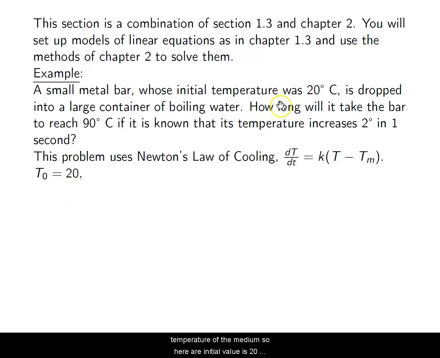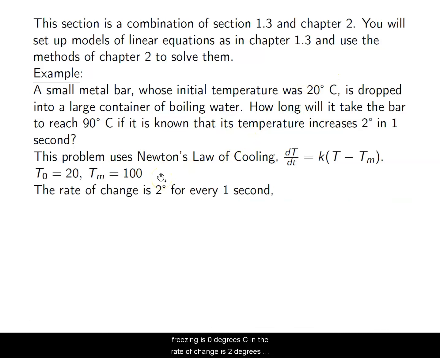So here our initial value is 20 degrees Celsius, right? That's our initial temperature at time 0. The ambient temperature is 100. Boiling water is 100 degrees Celsius, if you did not know. Freezing is 0 degrees Celsius. And the rate of change is 2 degrees for every 1 second.